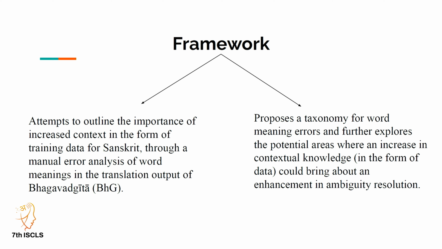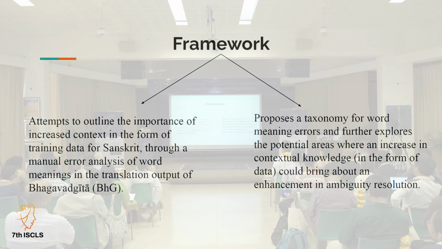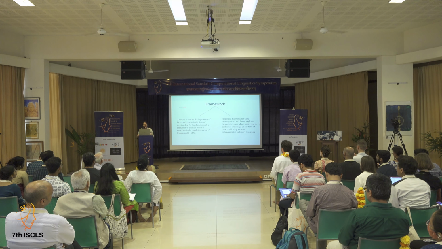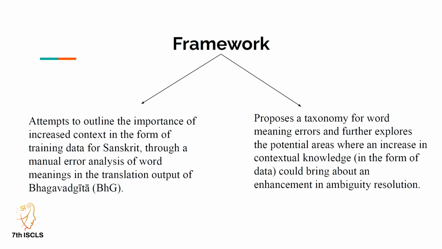What we attempt to do is outline the importance of increased context, that is, in the form of training data for Sanskrit, through a manual error analysis of word meanings in the translation output of Bhagavad Gita. We also propose a taxonomy of these word meaning errors and explore the potential areas where an increase in contextual knowledge, that is, in the form of data, could enhance ambiguity resolution.